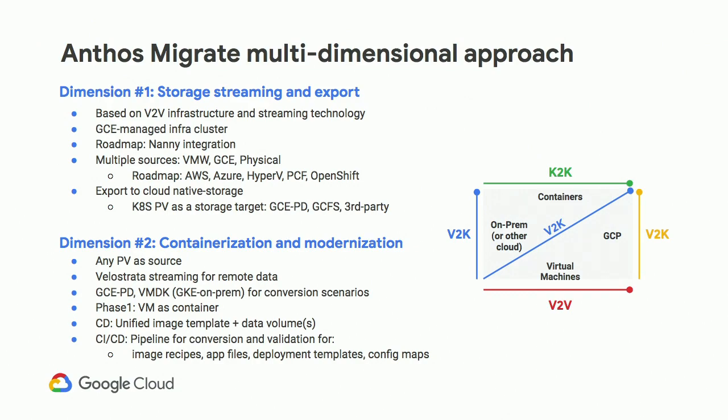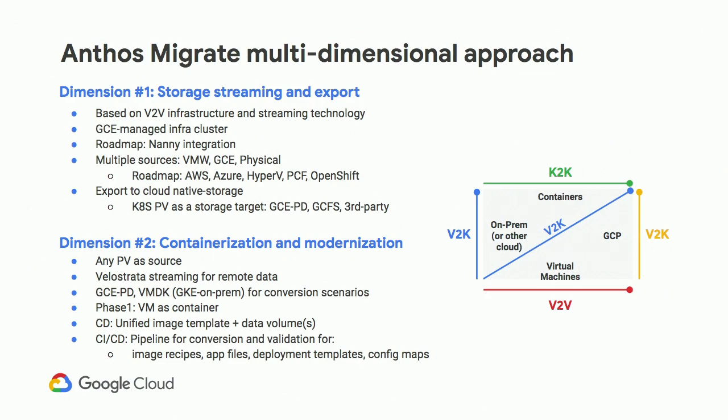If you're moving from VMware to GKE on-prem, you don't need to migrate the data. The data is already there, right? So this is dimension number one. Dimension number two is basically moving from the VM to the container.